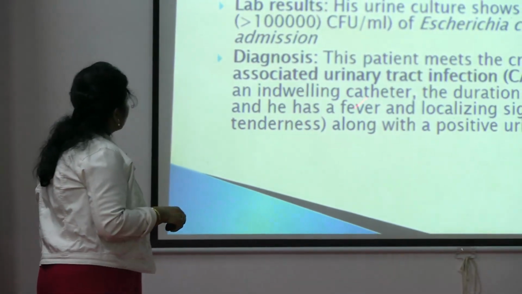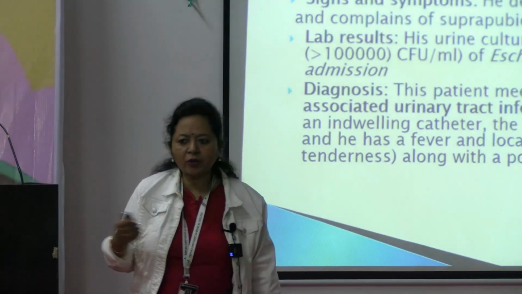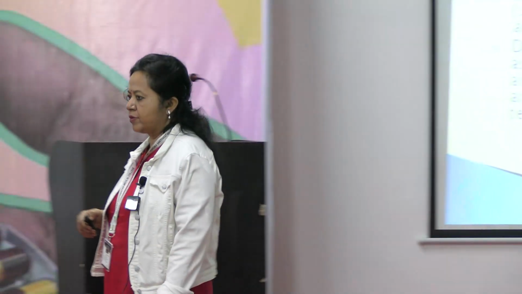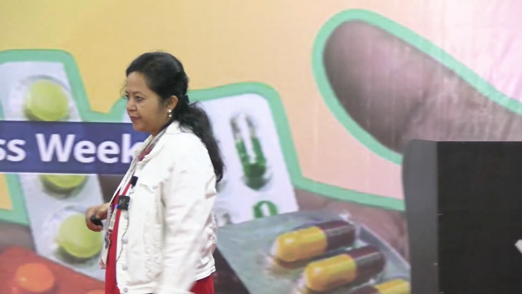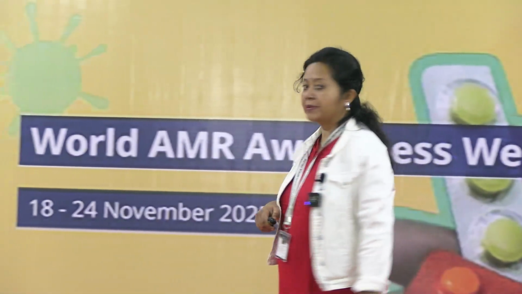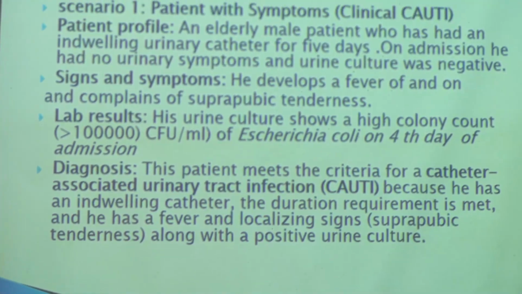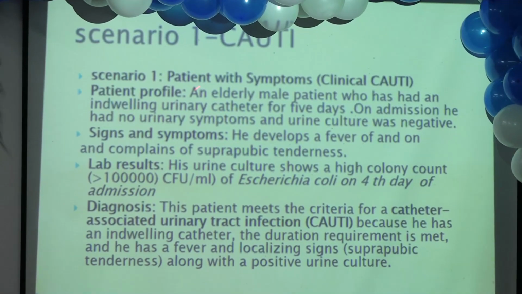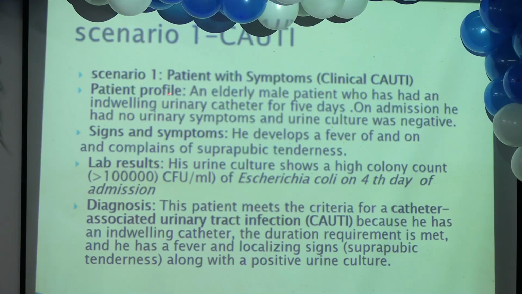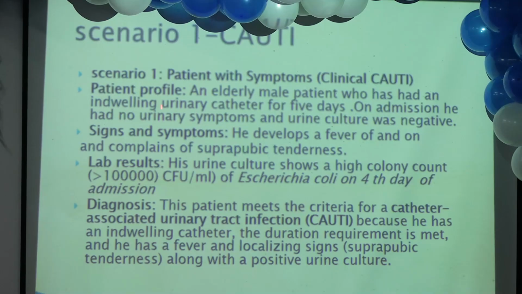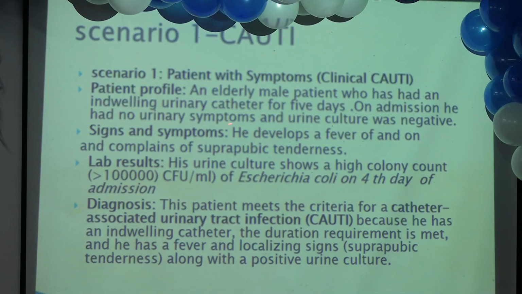Next. I have given you some scenarios here to make you understand how these infections happen in the hospital. First of all, scenario 1 is CAUTI, catheter associated urinary tract infection. The patient profile is an elderly male patient who has had an indwelling urinary catheter for 5 days. On admission, he had no urinary symptoms and urine culture was negative.